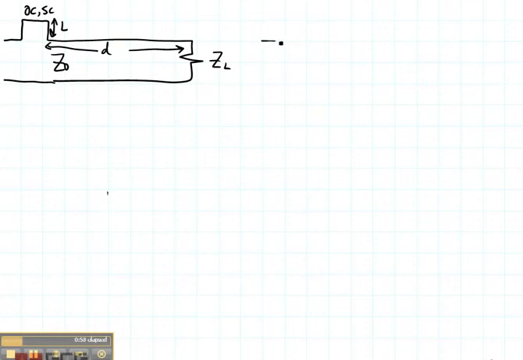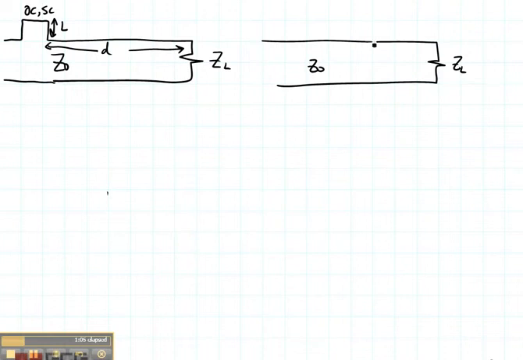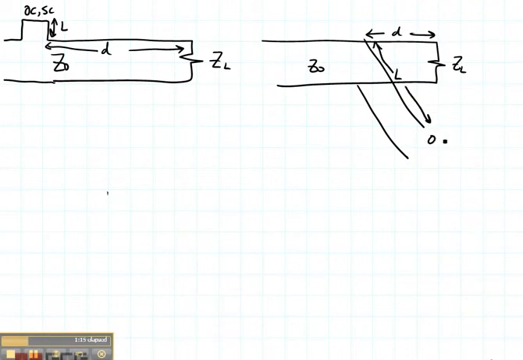If we wanted to add a parallel stub instead, for our load ZL and characteristic impedance Z0, we could simply put a stub in parallel where the distance D, telling us how far it is from the load, and the length L of the stub are defined again, and it could be either open-circuited or short-circuited on the end. So if we want to design a single stub matching network, what that means is that we're going to be defining D and L for that short-circuited stub or the open-circuited stub.